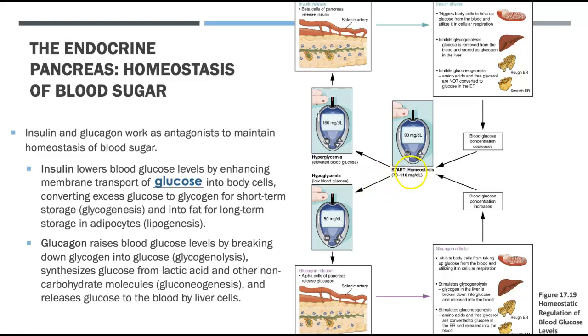Now with our glucagon, we're going to release that when we are hypoglycemic, and we have our alpha cells secrete glucagon, and we have these effects that take place. We can inhibit the body from taking up glucose for cellular respiration. We stimulate the glycogenolysis, and we are going to stimulate the gluconeogenesis. So we take those amino acids and free glycerol now and convert them into glucose in the ER and release it into the blood. All of this will help increase our blood glucose.